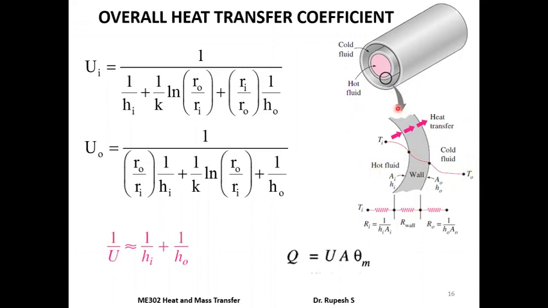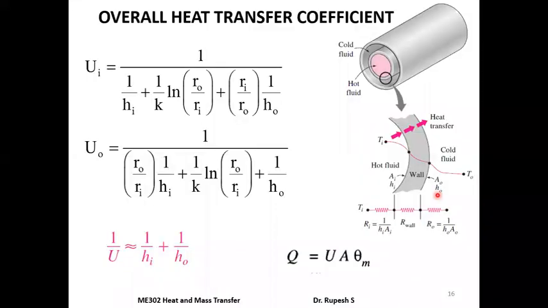So if you consider overall heat transfer coefficient, we can express overall heat transfer coefficient in two different ways. Overall heat transfer coefficient based on the inner surface area, the expression will go like this. And for overall heat transfer coefficient based on outer surface area of this inner tube will go like this, where Ro and Ri are the radii of outer and inner surfaces. Similarly, hi and ho are the heat transfer coefficients on the inner and outer surface of the inner tube.